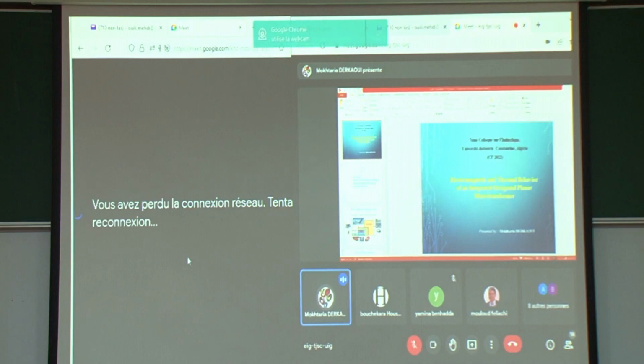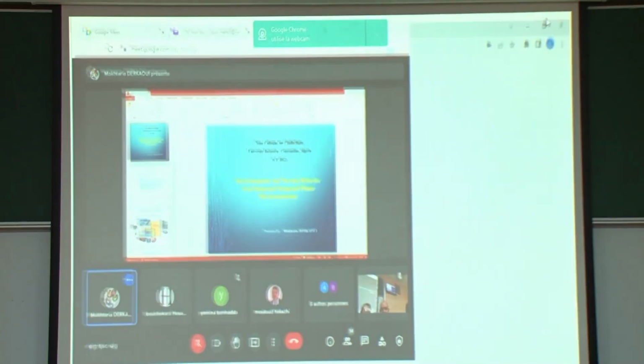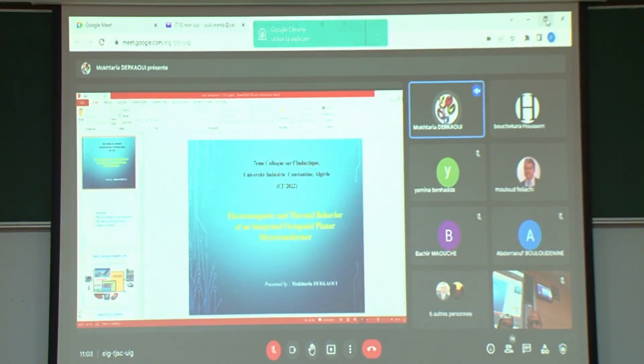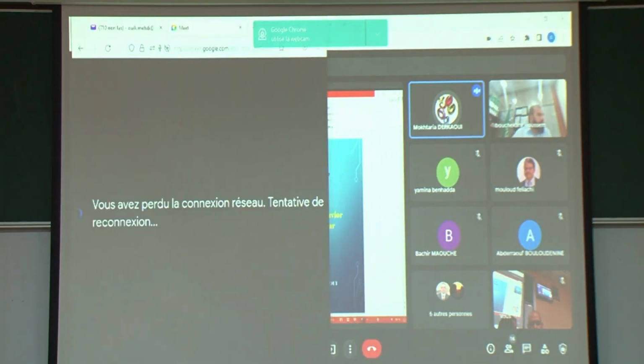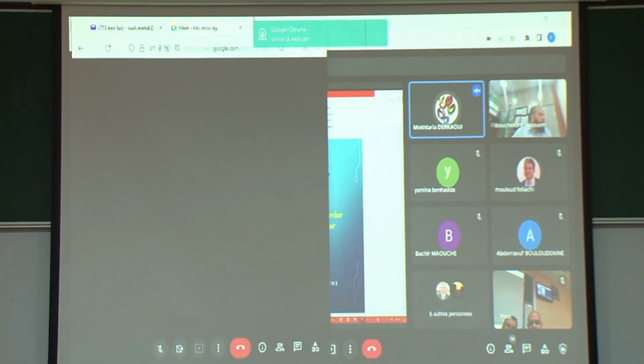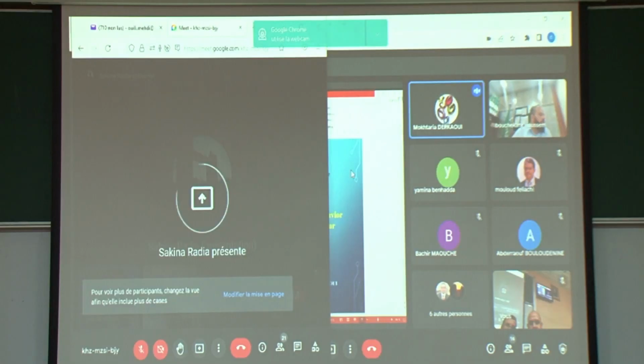So, honorable assistants, I have the honor to present you my work titled Electromagnetic and Thermal Behavior of an Integrated Octagonal Planar Microtransformer. In this work, we are going to talk about microtransformer topology and modeling. Then we will observe the different effects created at high frequencies.